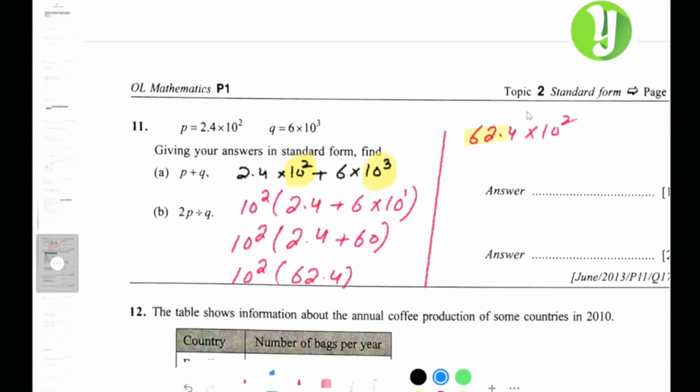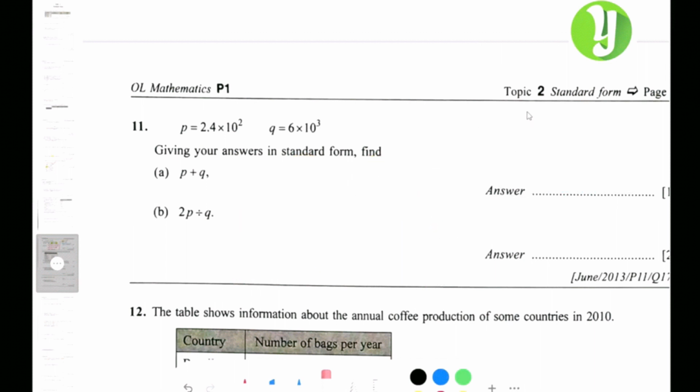So we can convert this, the decimal after 6. It's 6.2 times 10 power of 2 plus 1. It's 6.2 times 10 power of 3. Now, the next one is 2p, 2 times p divided by q. So first, 2p is 2.4 times 10 power of 2 and divided by 6 times 10 power of 3.